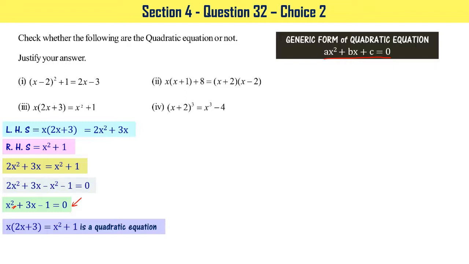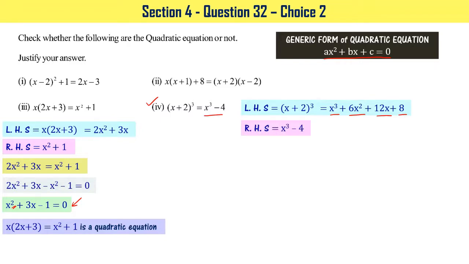Now we have to see the fourth part. LHS is x plus 2 whole cube. A plus b whole cube can be written as a cube plus b cube plus 3ab square plus 3a square b, right? So make use of that and expand this formula. Expand the x plus 2 whole cube. That can be written as x cube plus 6x square plus 12x plus 8, right? And RHS has got x cube minus 4. That cannot be further simplified.